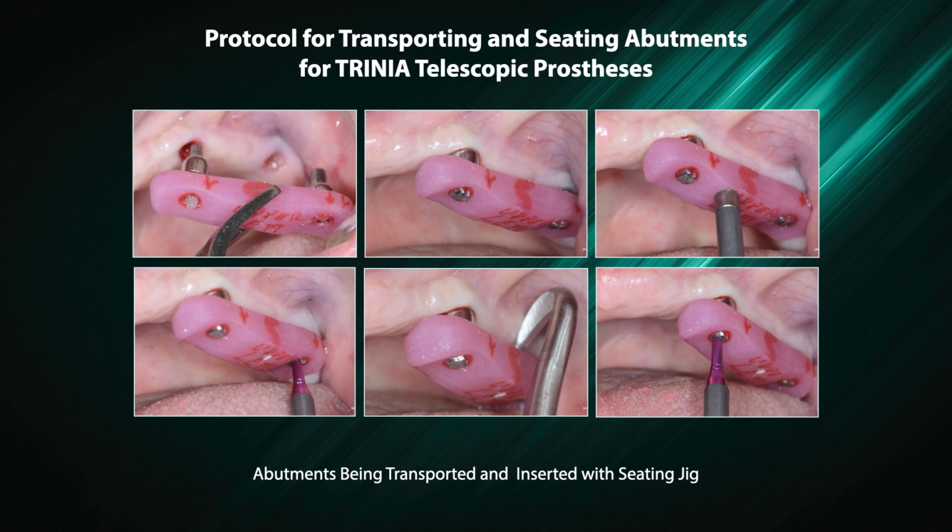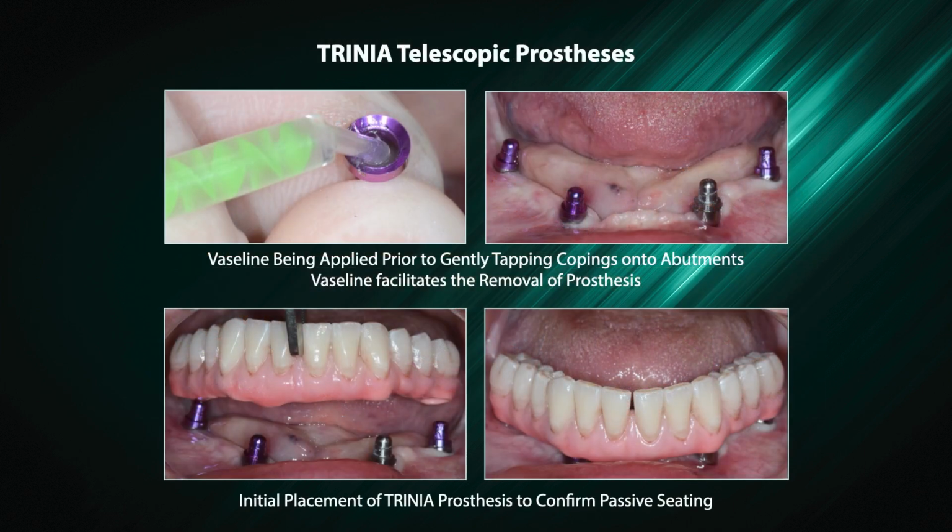Abutments being transported and inserted with seating jig. Vaseline being applied prior to gently tapping copings onto abutments. Vaseline facilitates the removal of the prosthesis. Initial placement of TRINIA prosthesis to confirm passive seating.